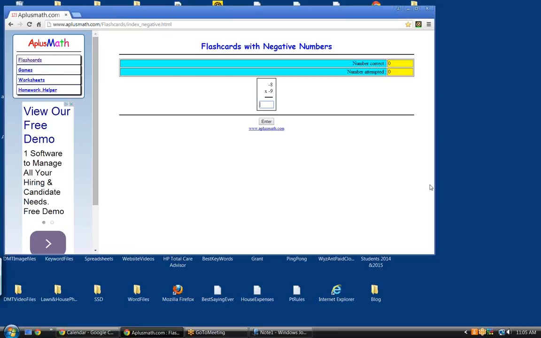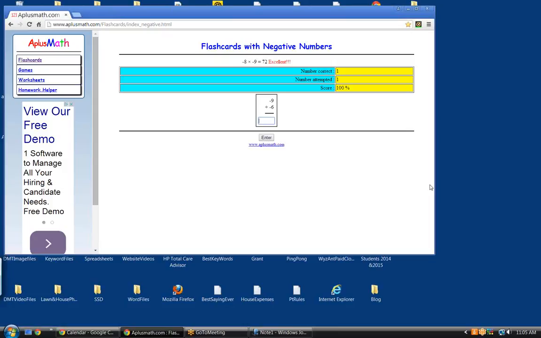Using the rule of nines, what's 9 times 8? Minus 72. Well, 9 times 8 is 72, but now we have a minus 9 times a minus 8. Minus times minus becomes what? Plus. So it's plus 72. Minus 15. Minus 77.